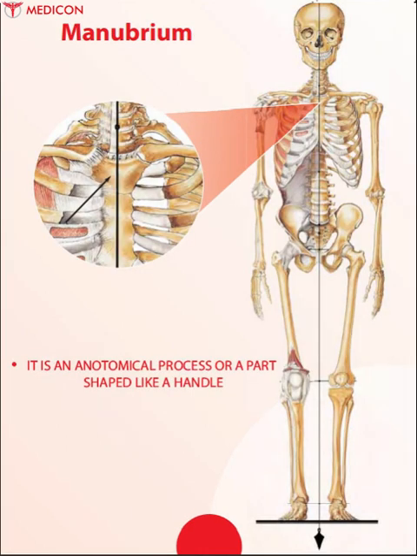Manubrium. The manubrium is an anatomical process or part. It is shaped like a handle. It is the uppermost segment of the sternum of humans and many other mammals, a somewhat triangular flattened bone with anterolateral borders which articulate with the clavicle.